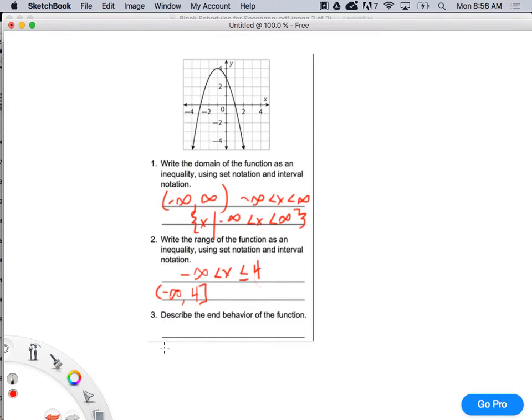Okay, describe the end behavior of the function as x goes to negative infinity, as x goes to positive infinity. F of x, as I'm going to the left, the function goes to negative infinity, and as I'm going to the right, the function's going to negative infinity as well. It's going down on both sides. Okay?